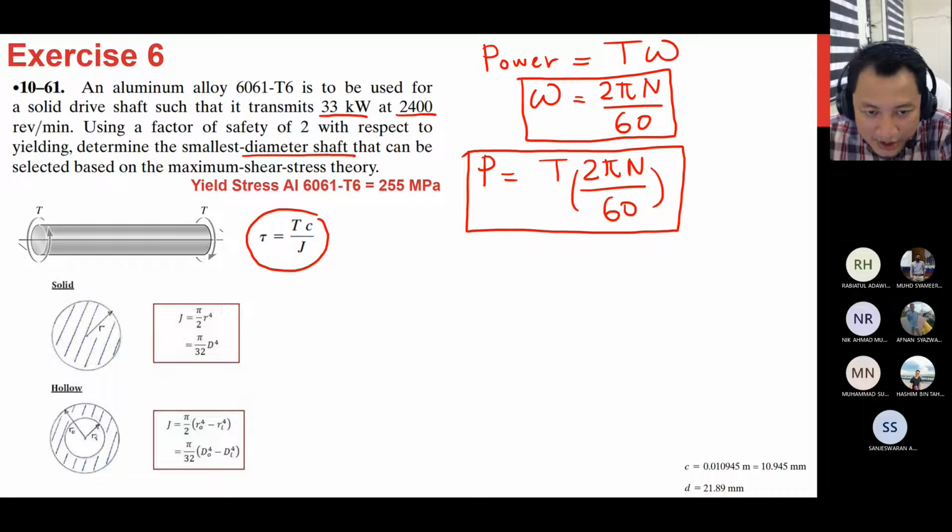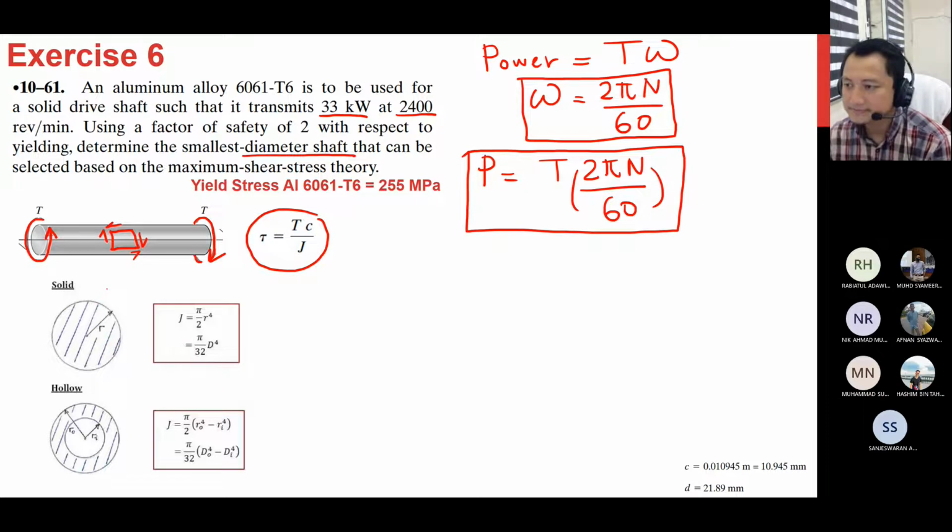Something under torsion will undergo very high shear stress. Something like this is under pure torsion. The element, if we look here, does undergo shear stress, maybe in this direction and this direction. There is also a bending load, but maybe here we would like to calculate against shear stress. Got it?